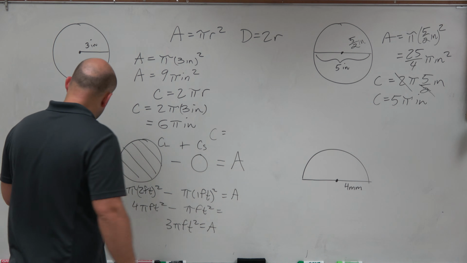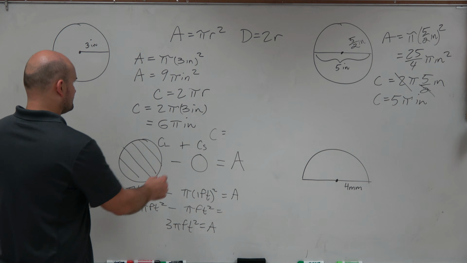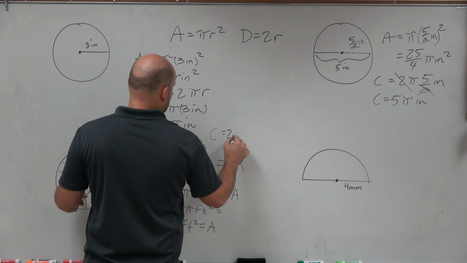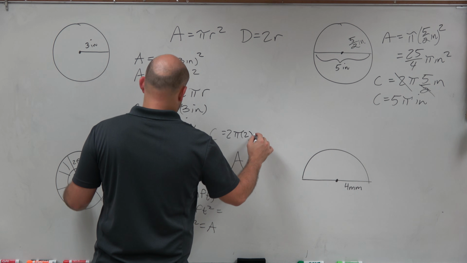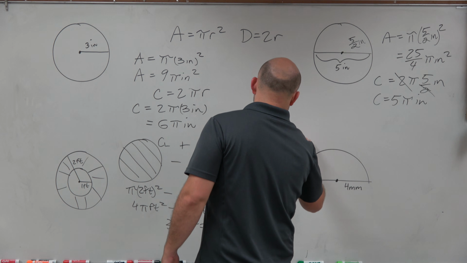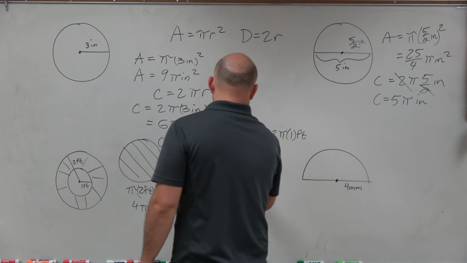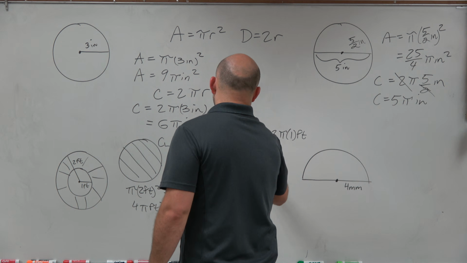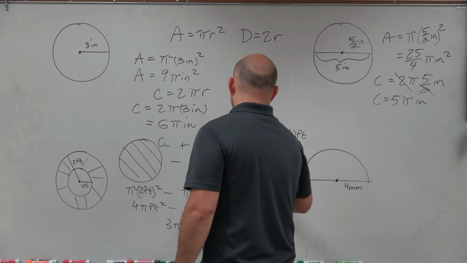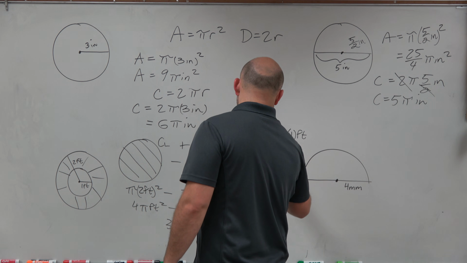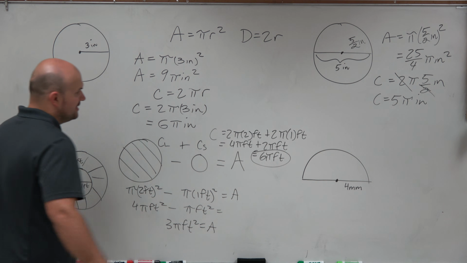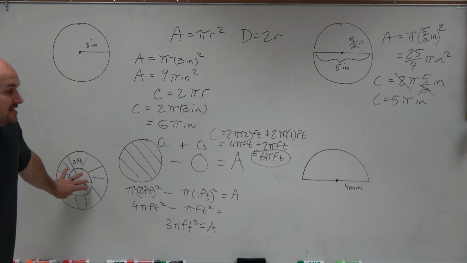So the circumference of my top one is going to be 2 pi r. So that's going to be 2 pi times 2 feet, and then plus 2 pi times 1 foot. So therefore, that's going to be 4 pi feet plus 2 pi feet, which is equal to 6 pi feet. So my circumference is going to be 6 pi feet for that figure.